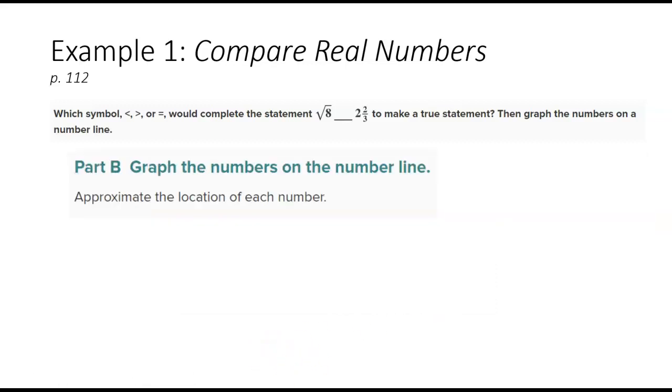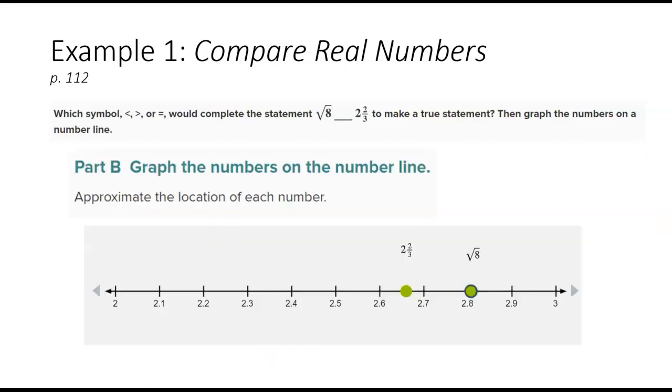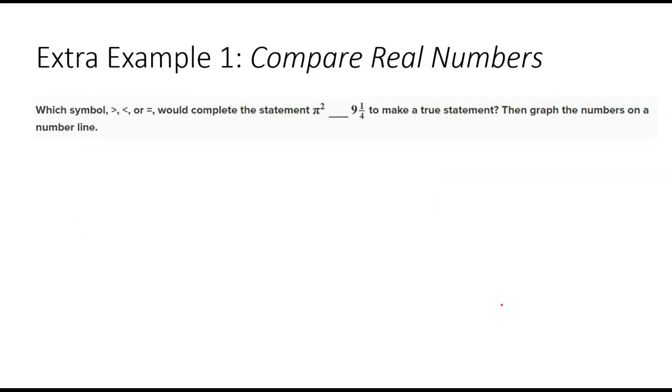And then we are going to graph each of these on a number line. So 2 2/3 would be approximately here. 2.8, square root of 8, would be right here. And again, you could see on a number line, numbers to the left are smaller than numbers to the right.